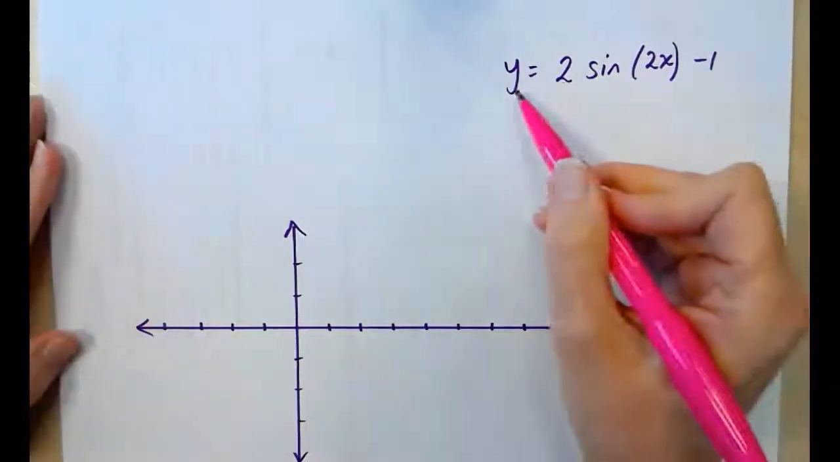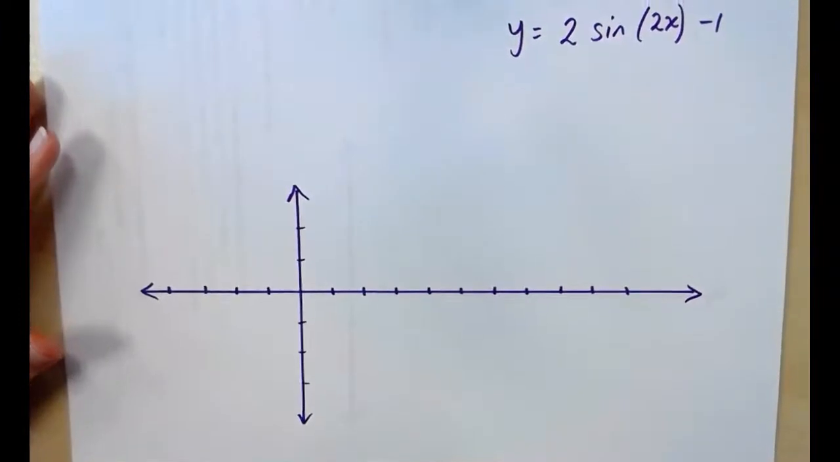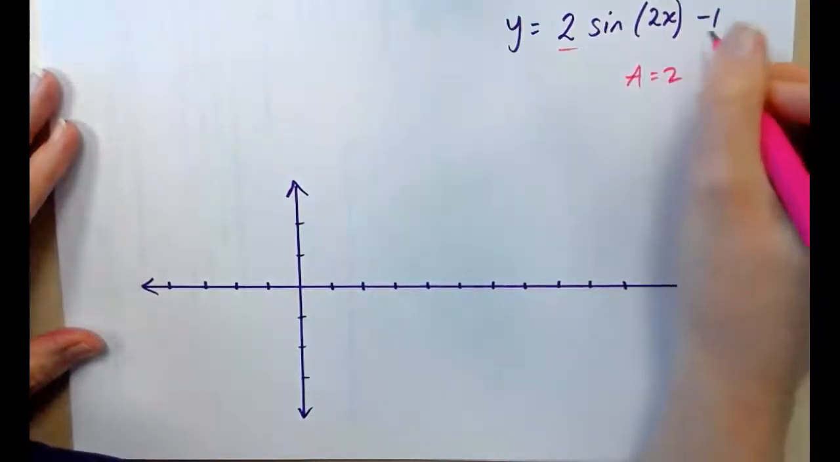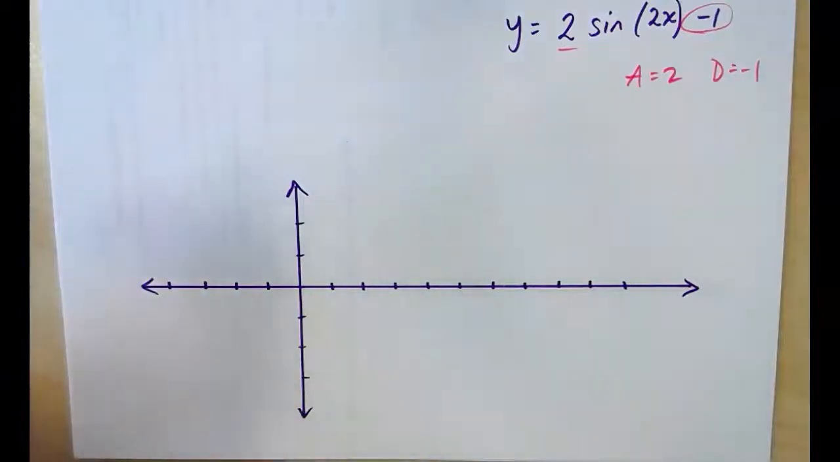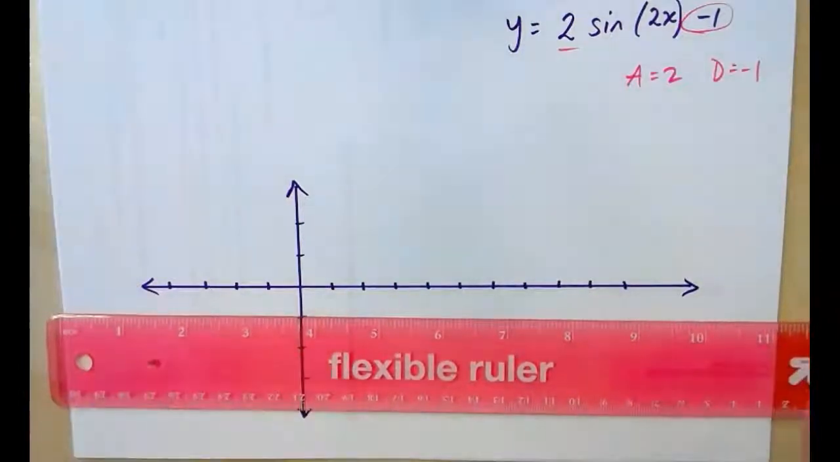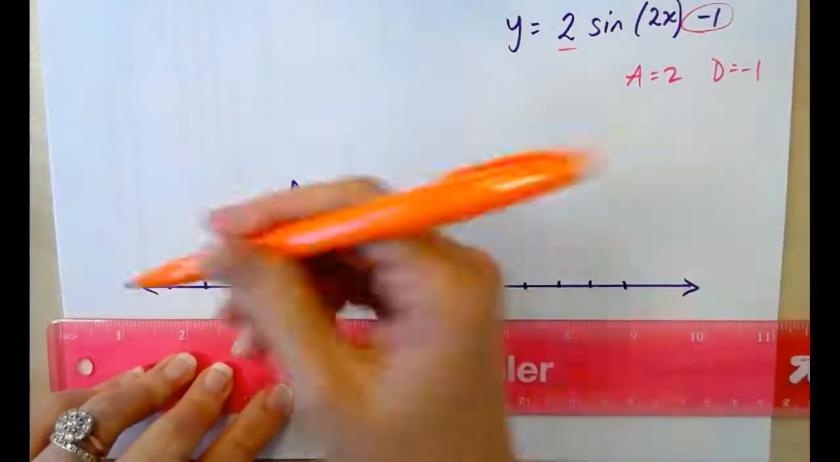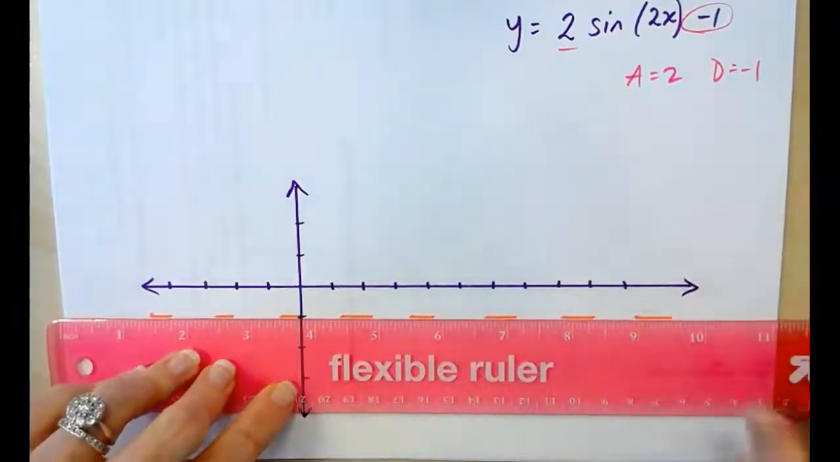Next, y equals 2 sine 2x minus 1. In this function, we've got an A value of 2 and a D value of negative 1. So let's utilize that information first, and put in our new midline. Remember, the D value always tells us where the midline is. So we're going to have a midline here at negative 1. The entire graph is going down 1 unit. So I'm drawing in my auxiliary midline here.